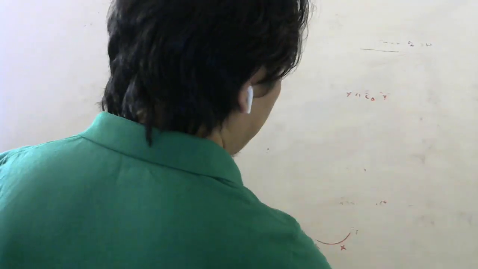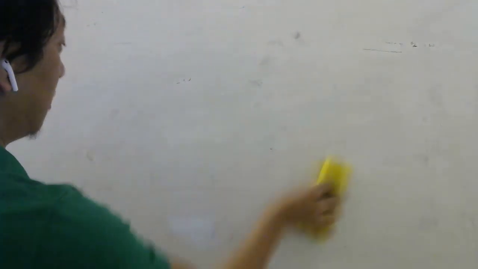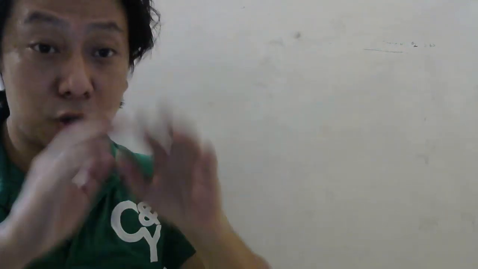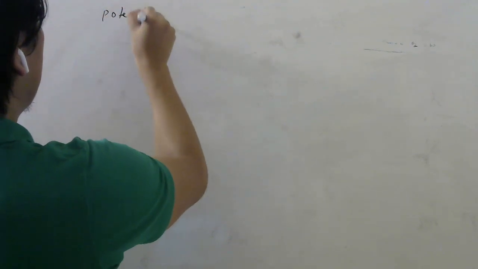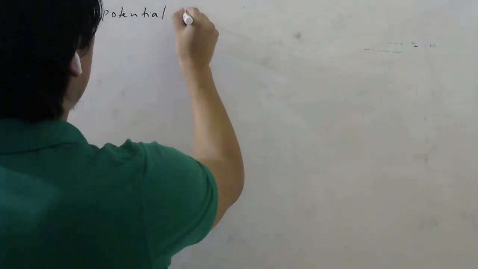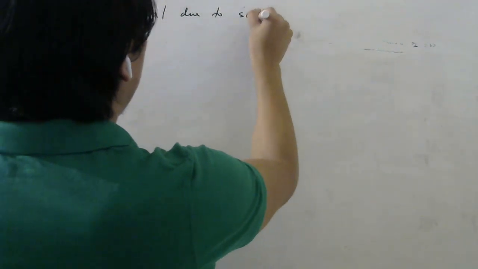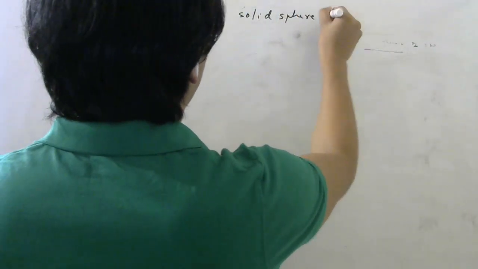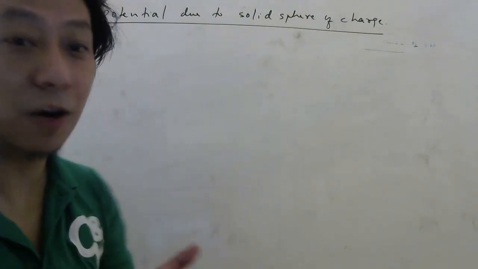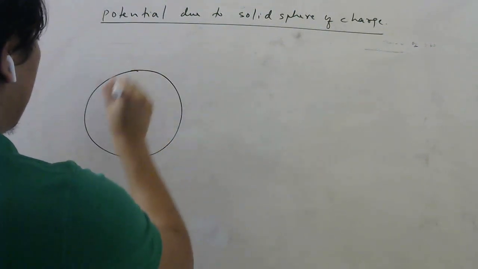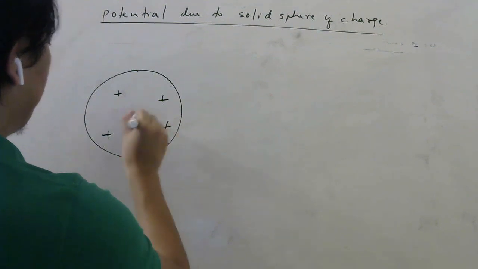Now let us see how to find potential due to a uniformly charged solid sphere, not hollow sphere, which is shell, solid sphere. So potential due to solid sphere of charge. So what you should now think is, I don't have a sphere where charge is only on the outside. Now you think you have a sphere and charge is everywhere inside also, like this.